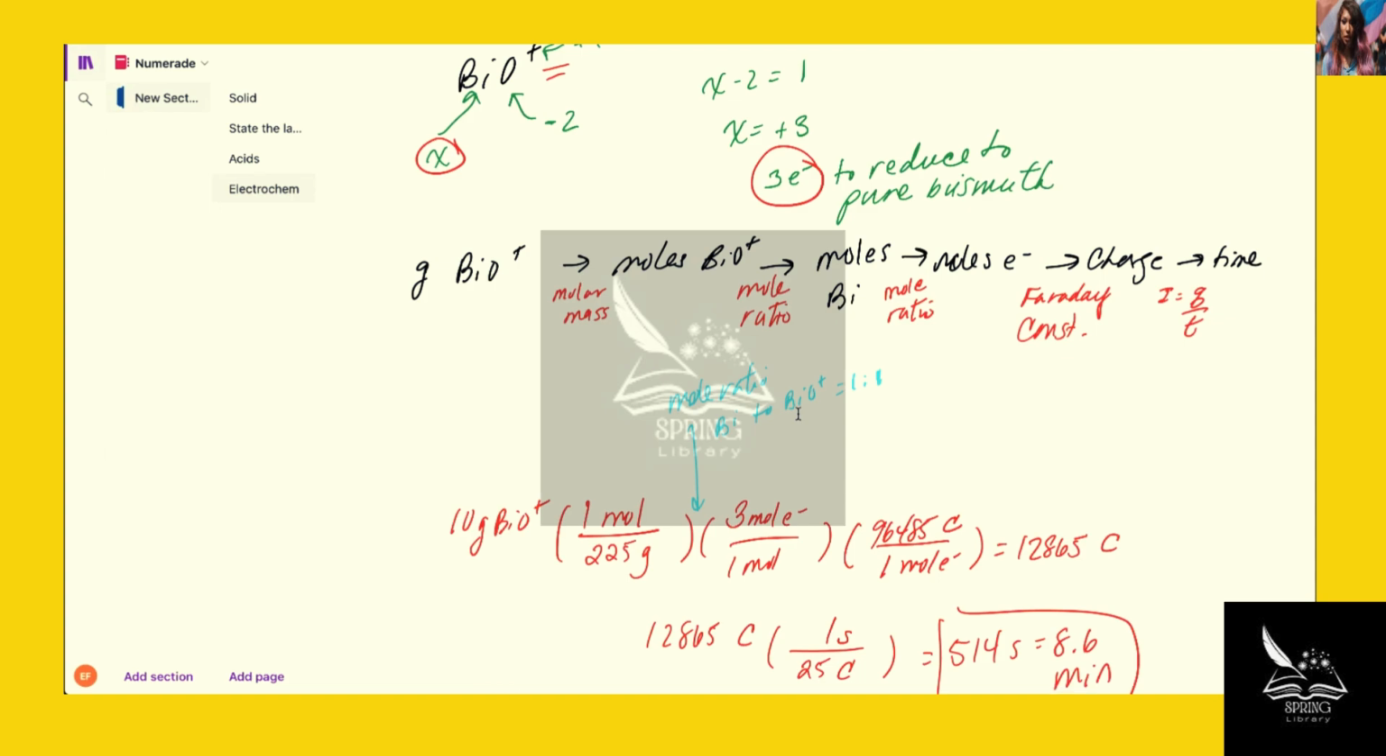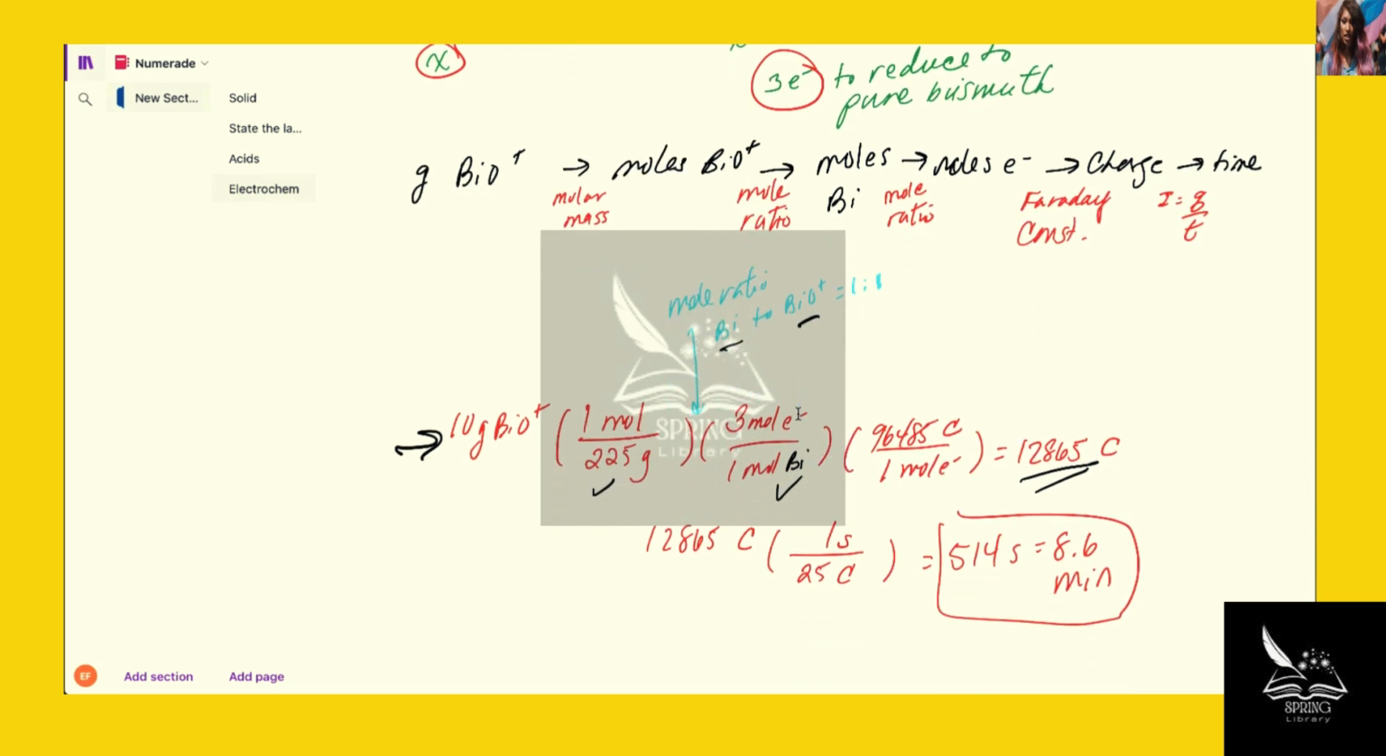So if we do this as one conversion factor for as long as we can, 10 grams of bismuth, here's the molar mass, 3 moles of electrons for every 1 mole of bismuth. Now, the mole ratio of bismuth to BiO+ is 1:1, so I didn't write it in there, but you could. It would be fine. It would actually be even more thorough. Then we've got for every 1 mole of electrons, there's 96,045 coulombs. So this is the total charge that is being transferred to reduce this bismuth oxide into pure bismuth solid.